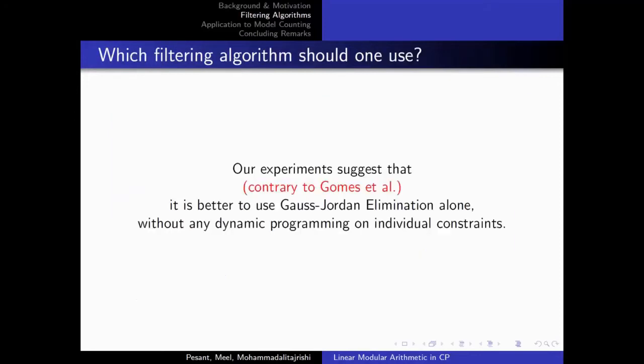And actually, in our experiments, we come to the opposite conclusion from Gomez et al. Whereas they used small linear constraints in modular arithmetic and only applied the dynamic programming algorithm, we found that actually it's better for equality, in the case of equality certainly, to just use the Gauss-Jordan elimination algorithm and not use the dynamic programming one for individual constraints. And overall, that gives you a better performance.